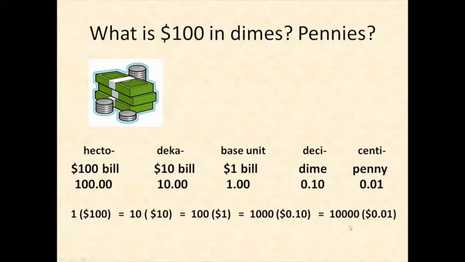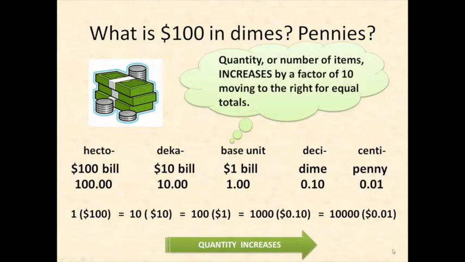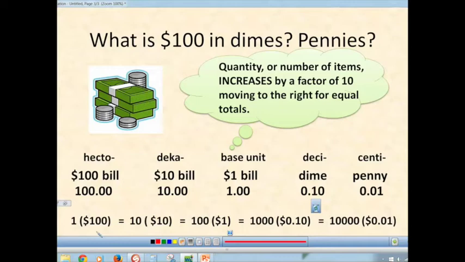So this is really important, to look at the number in front of the value, because this is where it connects to the metric system. Notice that the quantity or number of items is increasing by a factor of 10 as we move to the right when we have equal totals. These totals all are the same, $100, but 1 multiplied by 10 gives us 10, 10 multiplied by 10 again gives us 100, 100 multiplied by 10 gives us 1,000, and 1,000 times 10 is 10,000.